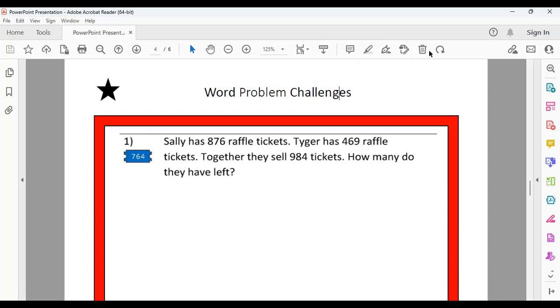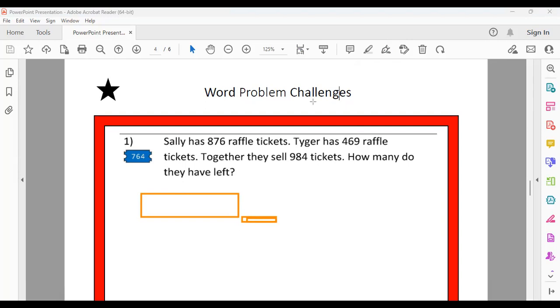Let's start. Can I have Durgesh read this question? Sally has 876 raffle tickets. Tiger has 469 raffle tickets. Together, they sell 984 tickets. How many do they have left? Okay, good. Now, let's solve this using bars. Maybe you have used many other methods. It's fine. Maybe you have just straight away written the answer. Okay, but let's understand it via bars.